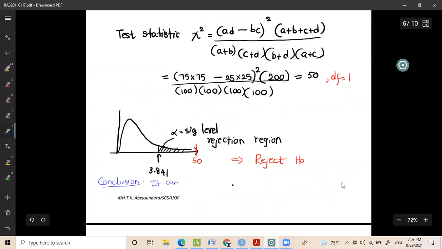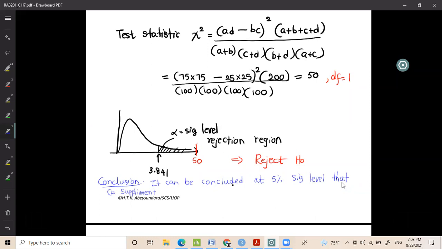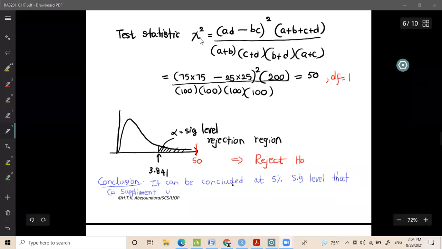It can be concluded at 5% significant level that calcium supplement usage, or what is the nice word to say it? The calcium supplement usage and exposure to cancer are not independent.